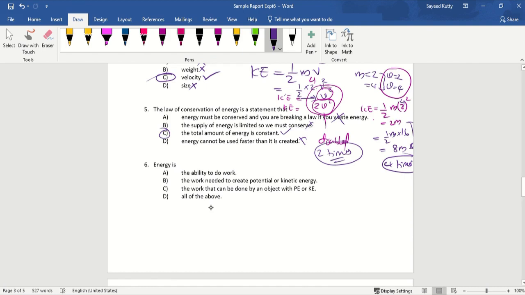Energy is the ability to do work. The work is needed to create a potential energy. Yes, we need to do work in order to store potential energy or kinetic energy. The work that can be done by an object with potential energy or kinetic energy, we can do work. So all these are energy. So that is the right choice. All of the above. Am I right? Because this is the same thing I said during all this time, right?